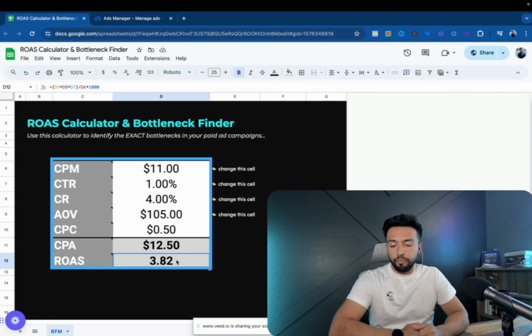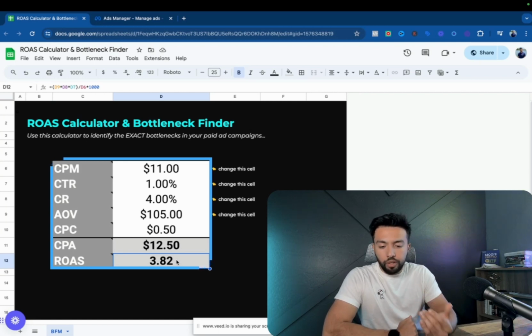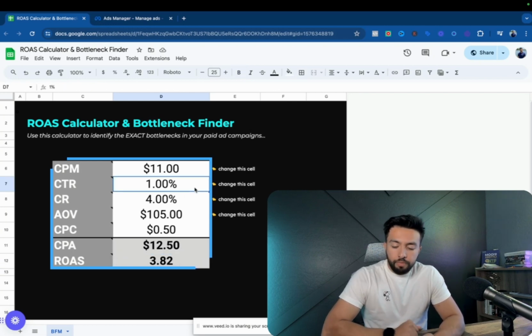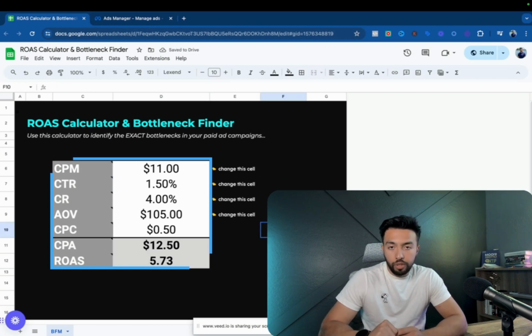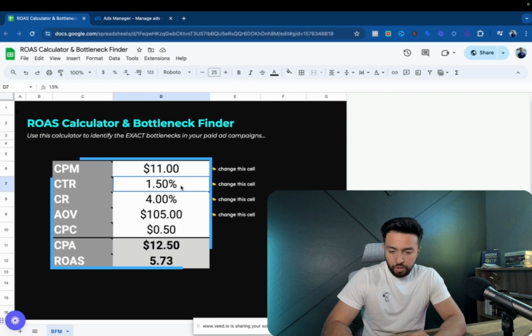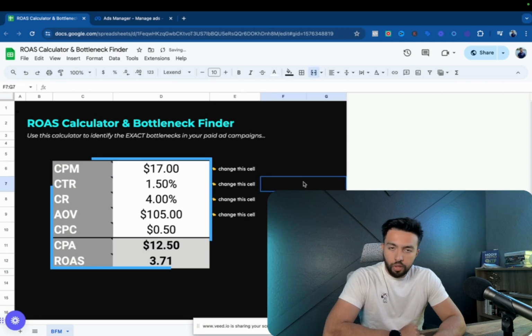And depending on your profit margins, this could be profitable for you or not. But let's just walk through each one of these and see what we need to change to really increase the results here. So CTR, let's just say we get it to 1.5% CTR. That will get us a 5.7 ROAS. Well, let's just say the CTR goes up, but the CPM goes higher because it's a more competitive audience targeting. So let's just say it's 17 CPM. It drops down to a 3.71 ROAS.